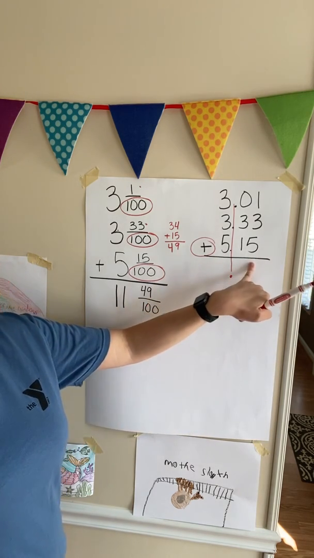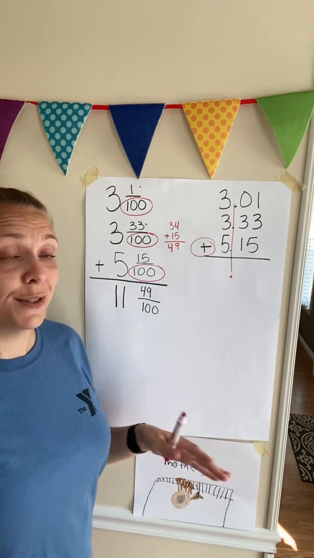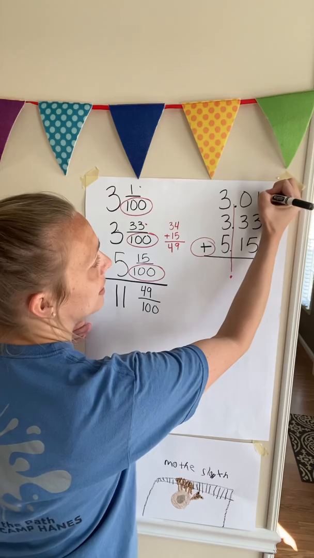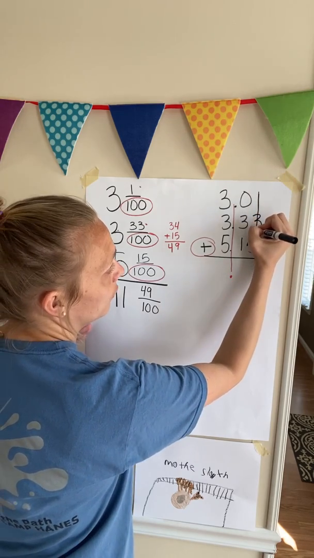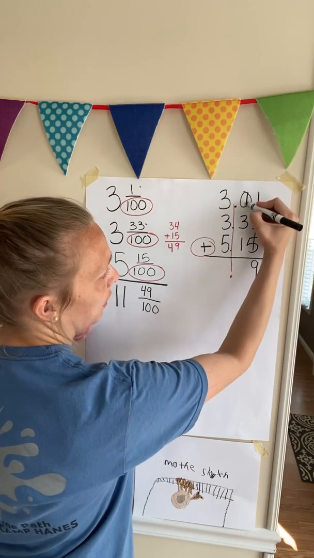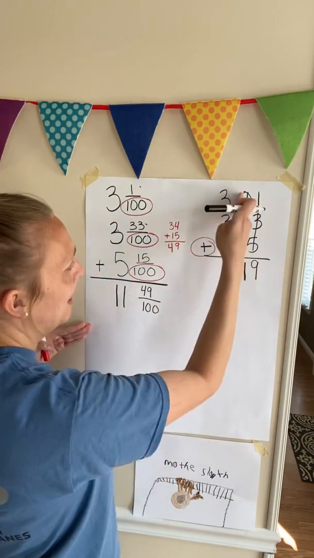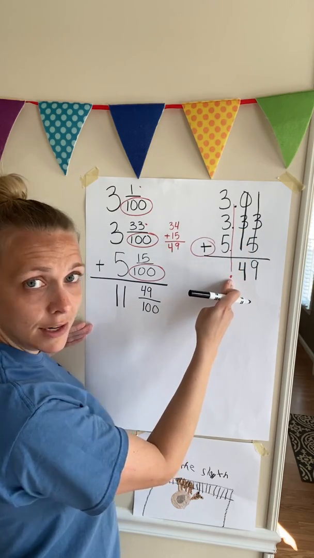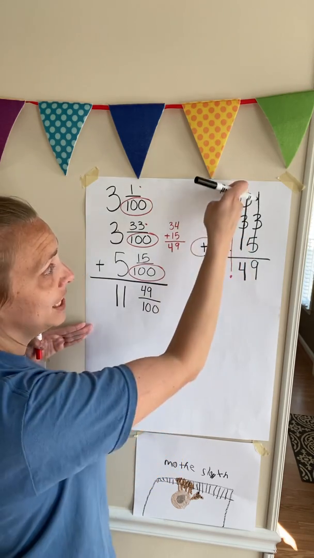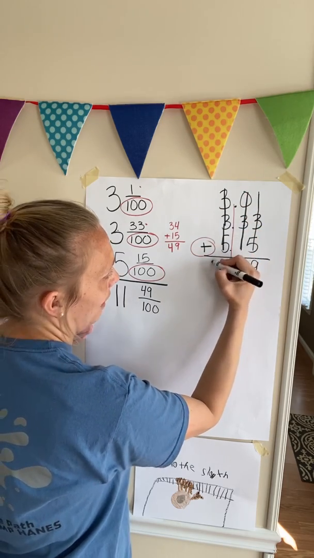Now, for those of you who did decimals, you're going to do the same thing, except you're going to add the decimals. You're going to start with your hundredths place. 1 plus 3 is 4, 4 plus 5 is 9. Keep it nice and lined up. 0 plus 3 is 3, plus 1 is 4. Nice and lined up. My decimal point makes a straight line. It's just going to go straight down, and I'm ready to add my ones. 3 plus 3 is 6, plus 5 is 11.